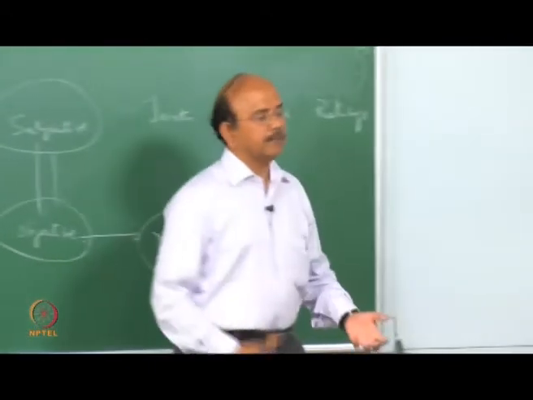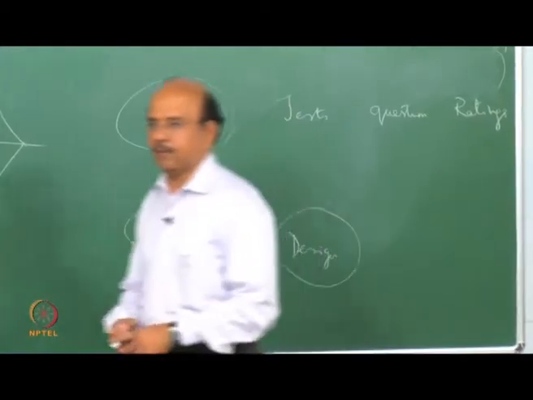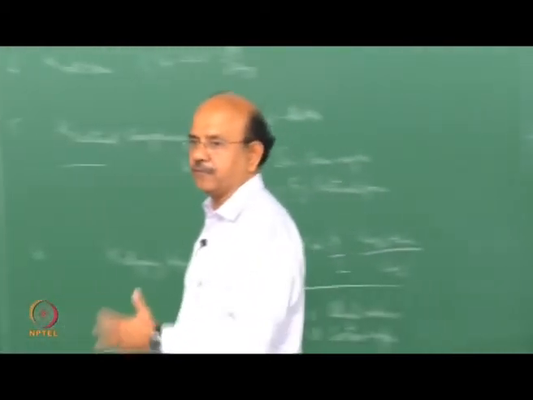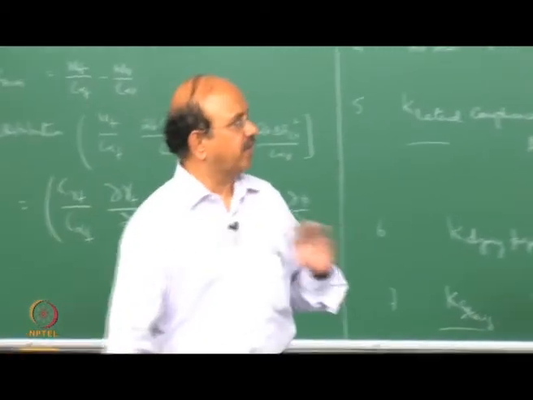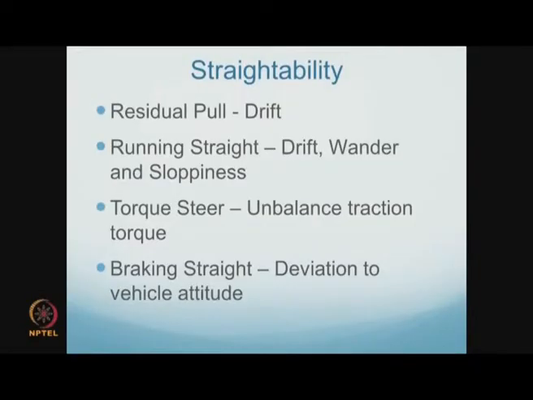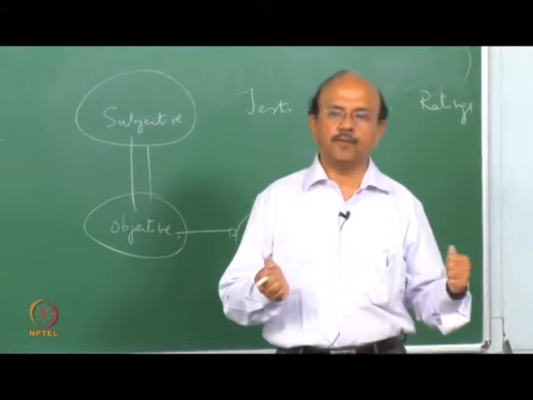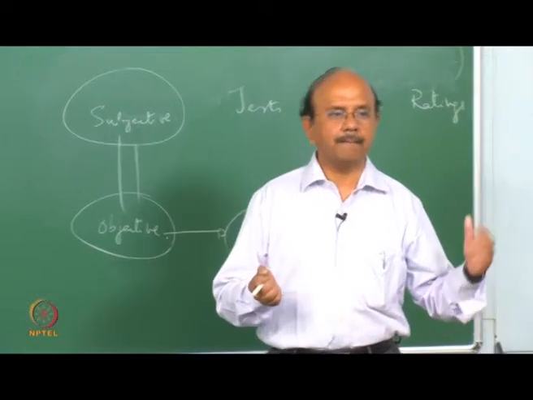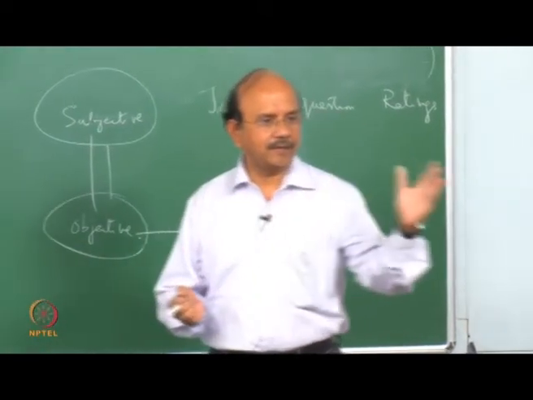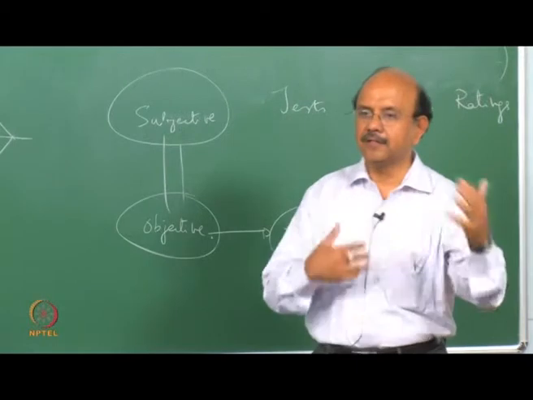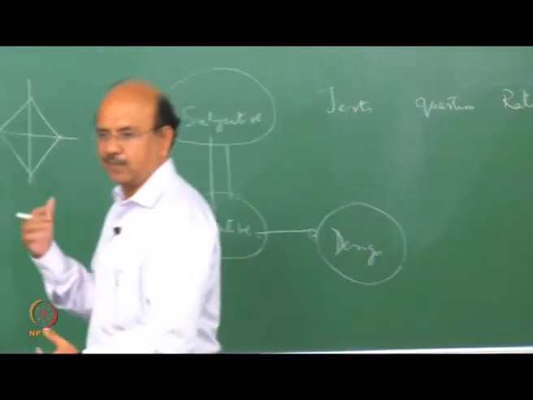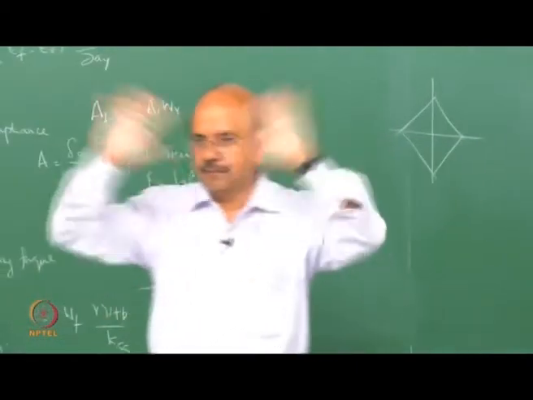So, running straight, what is it that you will look at? We have seen all these things. Running straight, the first thing you will see is pull. Remember, we did that long ago and we had put the blame on the tire and we said that, okay, the car will drift. The forces are different: conicity, ply-steer, right.